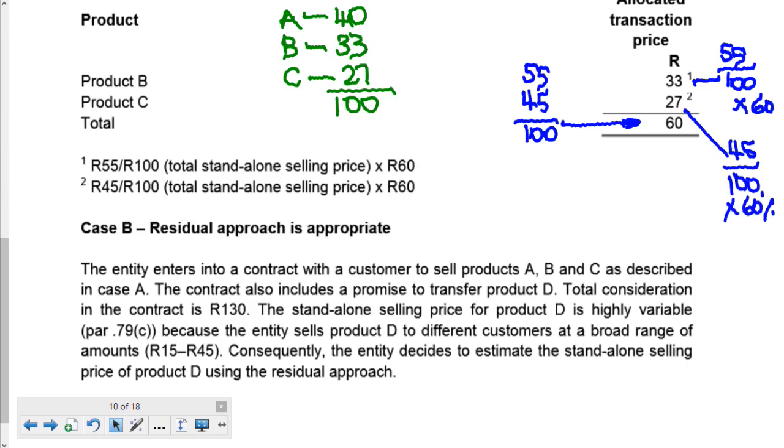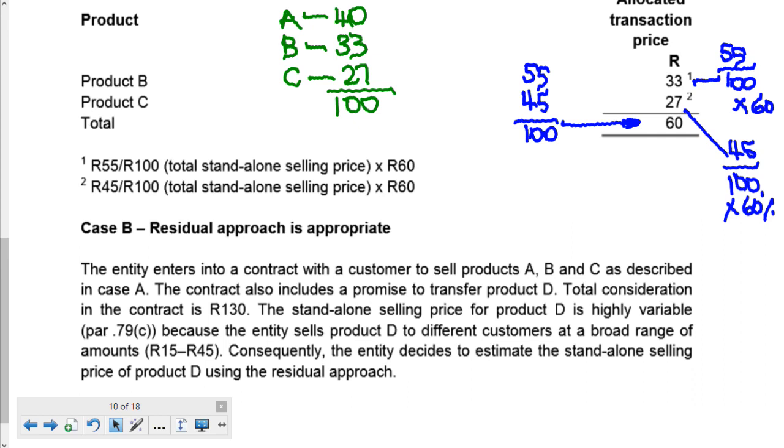Entity enters into a contract to sell A, B, and C as described in case A. The contract also includes a promise to transfer product D. The total consideration for the contract is 130 Rand. The standalone price for D is highly variable because the entity sells D to different customers at a broad range of discounts of amounts.